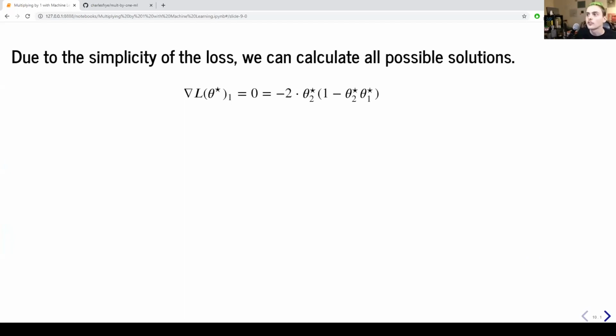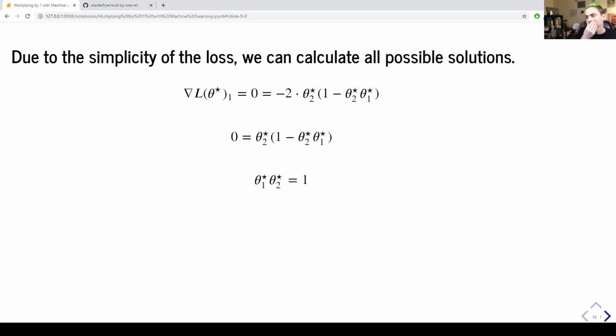So due to the simplicity of this loss, we can actually also calculate all the possible solutions. At all of the solutions, it will be the case that the gradient is 0, right? So we want the gradient to go down over time as we're optimizing, and when the gradient is 0, that could be because we're at a solution. At least all solutions will have gradient 0. So let's check what are some values that'll give us gradient 0. Well, we'll apply it to the value of the gradient, which we can calculate by hand. It's relatively straightforward. I skipped the math here just to keep things going forward.